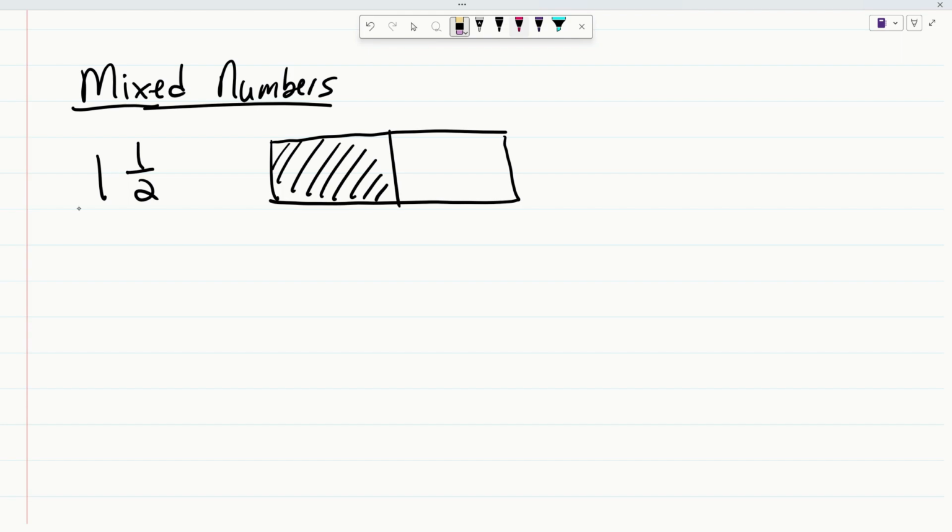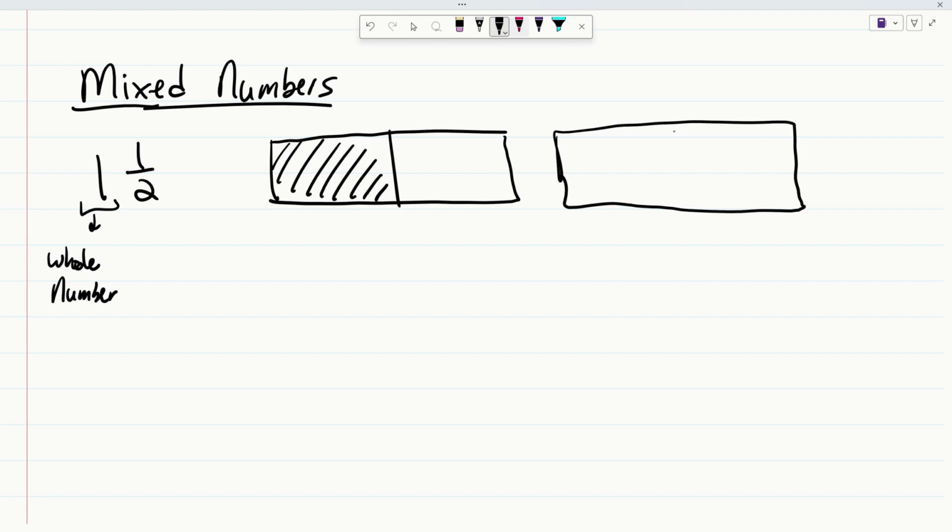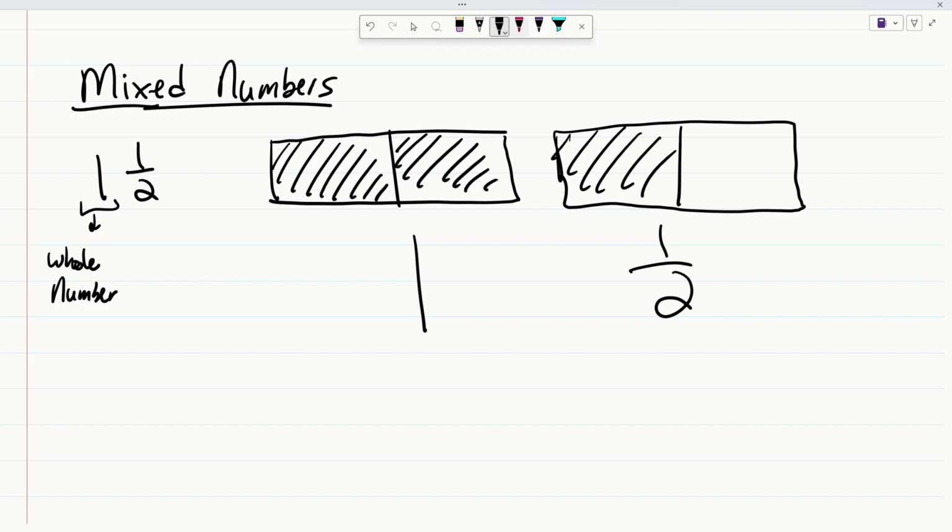Well, the front, which we call the whole number, would be represented like this. It would be another rectangle split in half, except you have both pieces shaded. That's what makes it one entire whole. So this would be the fraction 1 and 1/2. In fact, I think it probably makes more sense if I drew it like this. So here's our 1 and 1/2.